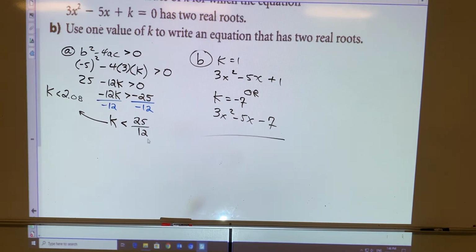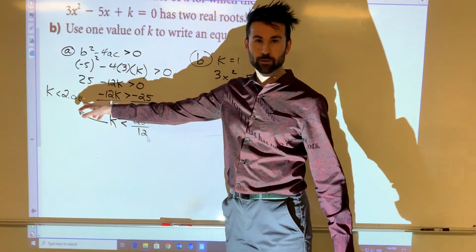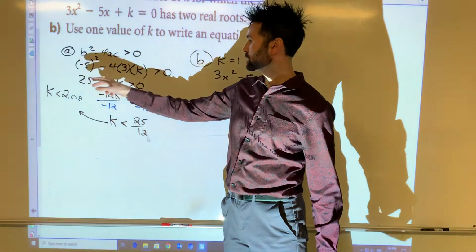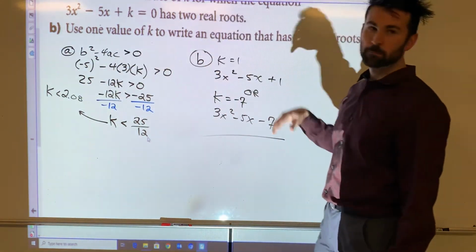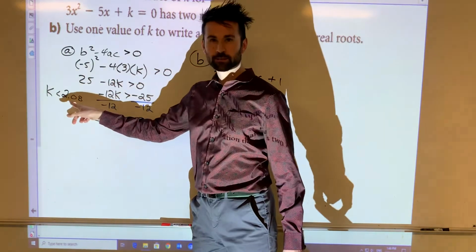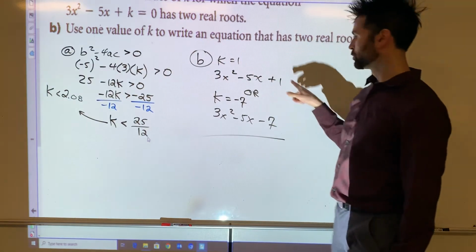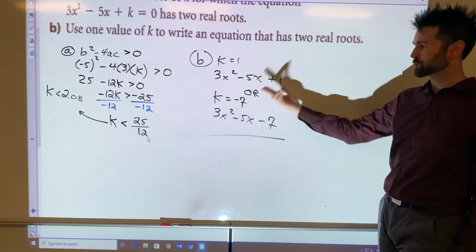Okay, so for this one, K has to be less than basically 2.08. If it's less than 2.08, we will have two real roots. So in part B, it says pick a value for K that's going to work. So is 1 less than this? Yeah. So then this should work. And I just popped it into the equation. And then I said, well, let's pick another one. So I just chose -7.